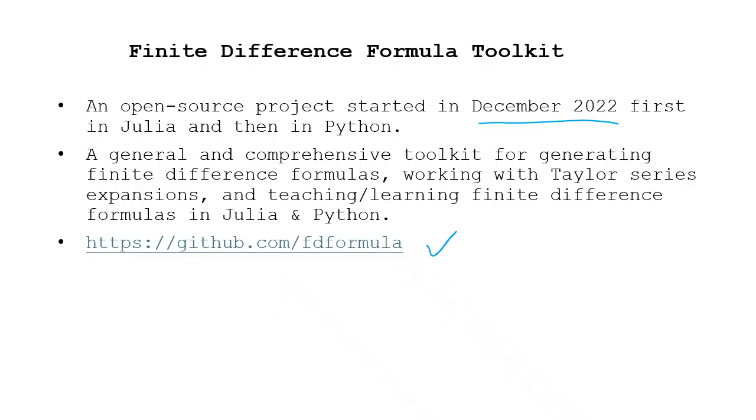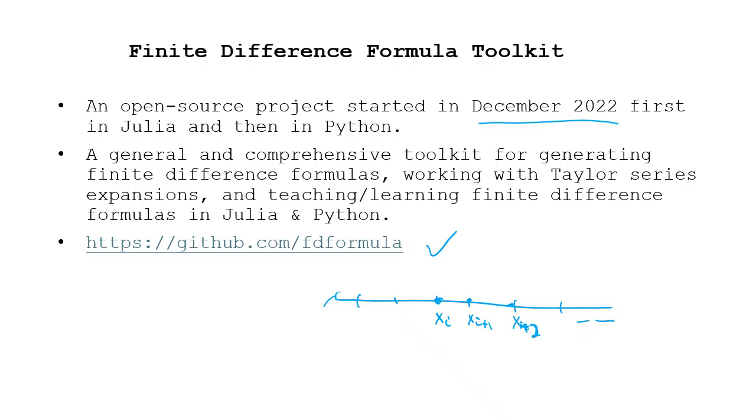This is a wonderful, comprehensive toolkit for generating finite difference formulas, and it's quite general. It just works with Taylor series expansions, so it's a wonderful tool. You can generate difference formulas. So say, hey, for xi, use xi plus 1, xi plus 2, xi plus 3, and so on, and the backward points, and you use consecutive points.